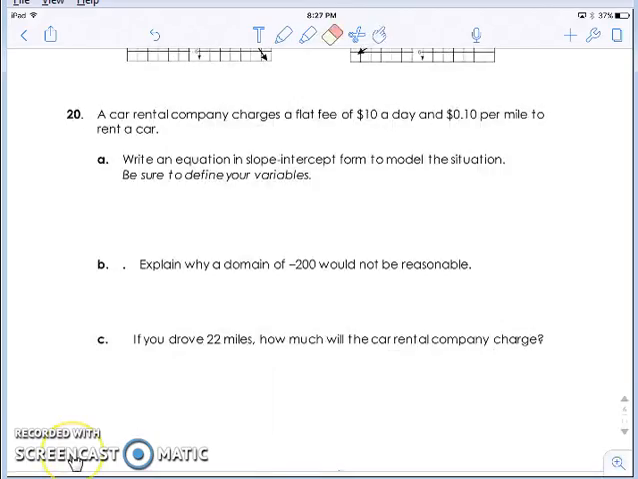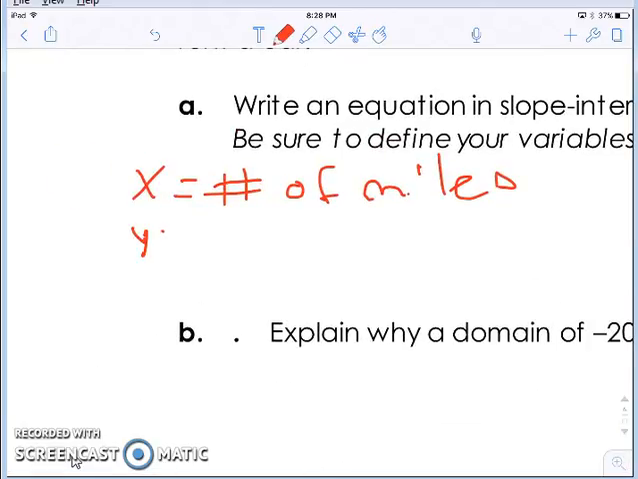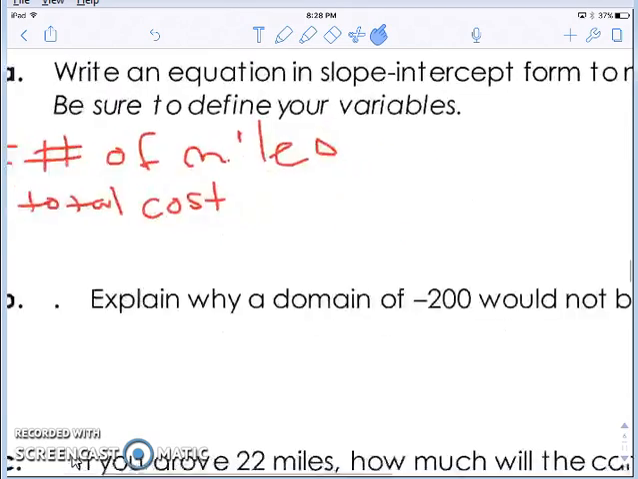Alright, so 22. Car rental company charges a flat fee of $10 a day and 10 cents per mile, so we know we quite possibly or most likely have our variable rate, our slope, right there. Writing equations, let's define our variables first. So x is going to be the number of miles, and y is going to be our total cost. Total cost for renting.